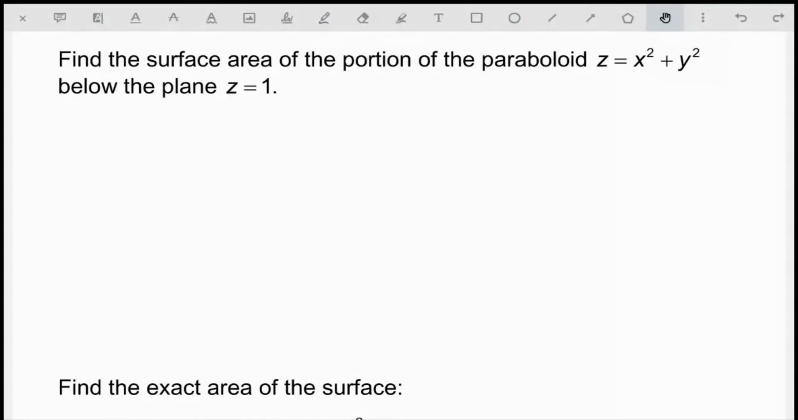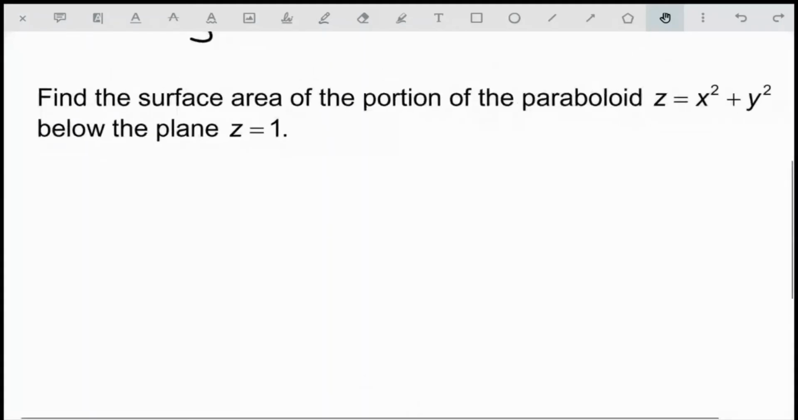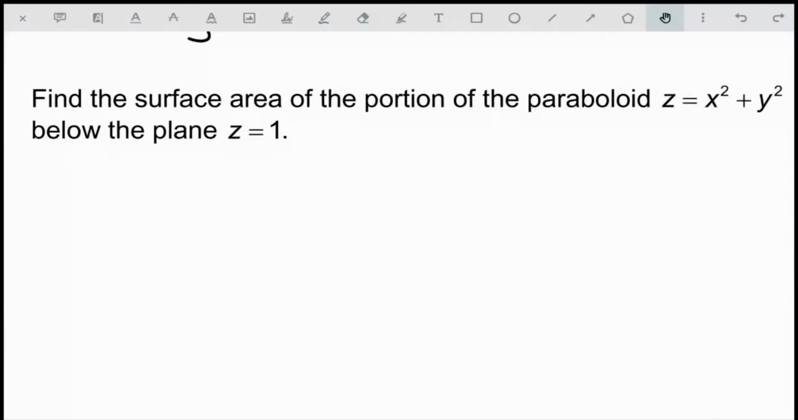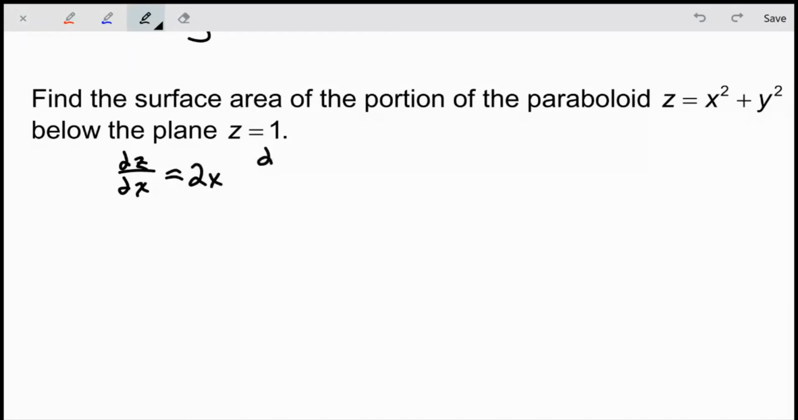Now, this is a little more complicated from the standpoint of I have to think about what my domain is in this scenario, and I also have to think a little bit about how is my setup going to relate to the shape that I'm dealing with for my domain. Okay, so let's start with the fact that we know we're doing surface area, so we know we're going to need partial derivatives. So del z del x, pretty clearly here, is 2x. Del z del y is going to be 2y.